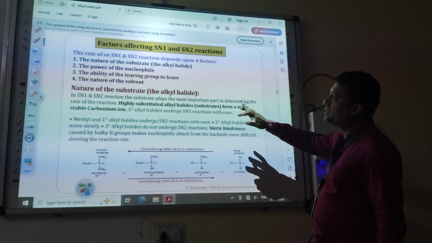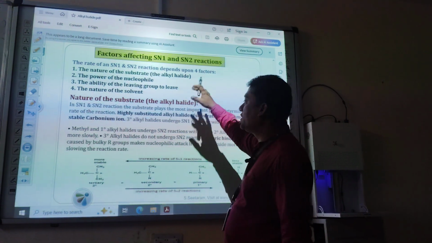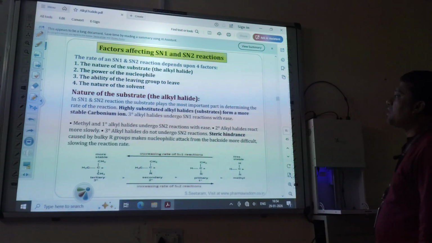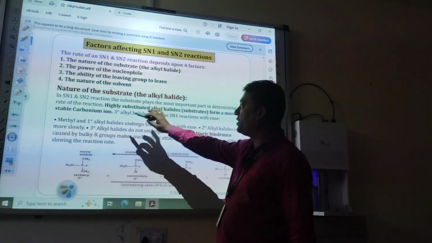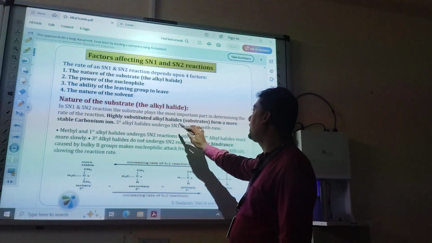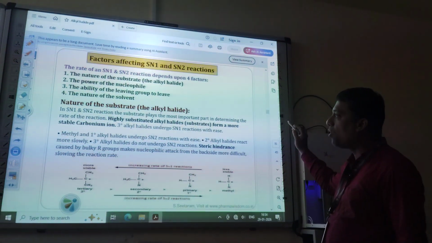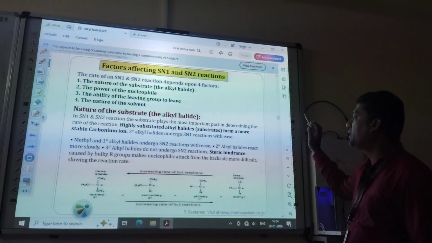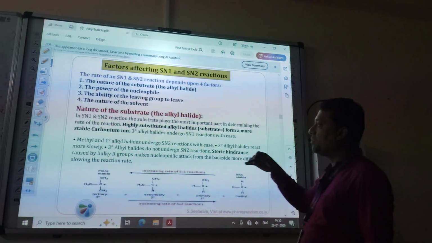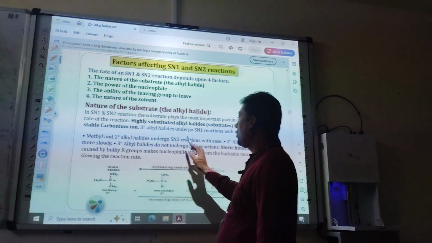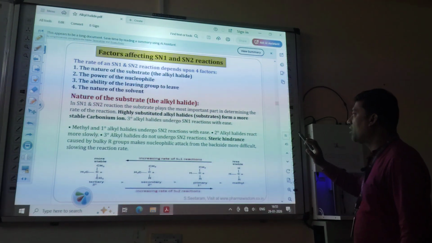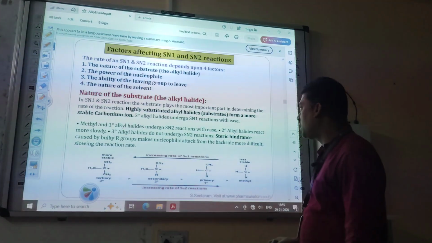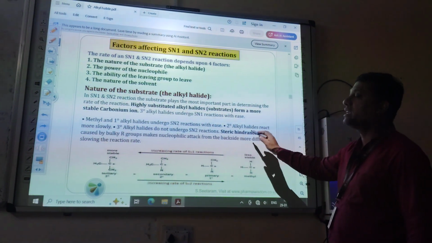First we discuss the nature of the substrate, the alkyl halide. This is the substrate molecule, the alkyl halide. In SN1 and SN2 reaction, the substrate plays the most important part in determining the rate of the reaction. Highly substituted alkyl halide forms a more stable carbocation. The tertiary alkyl halide undergoes SN1 reaction with more ease. Methyl and primary alkyl halide undergo SN2 reaction with ease. Secondary alkyl halide reacts more slowly. Tertiary alkyl halide does not undergo SN2 reaction because of steric hindrance.